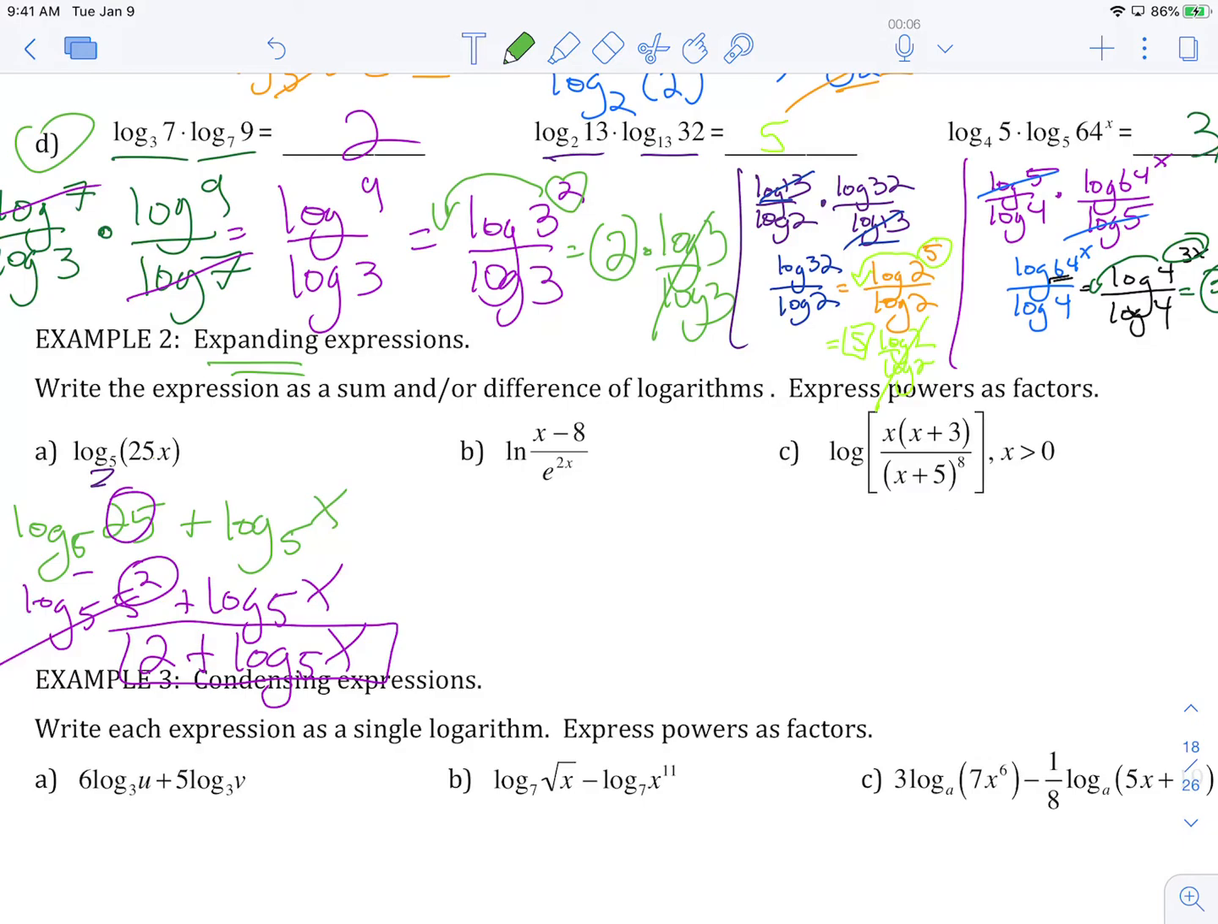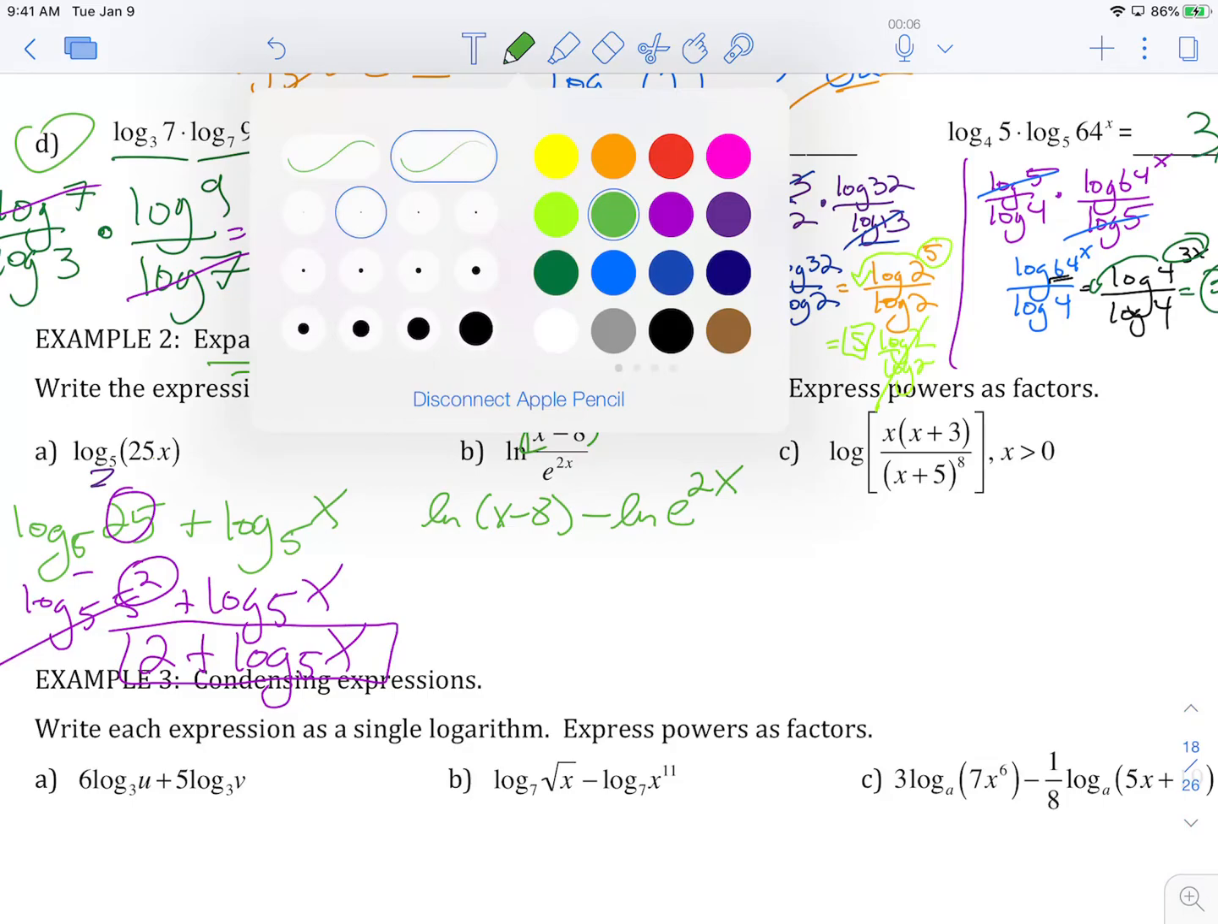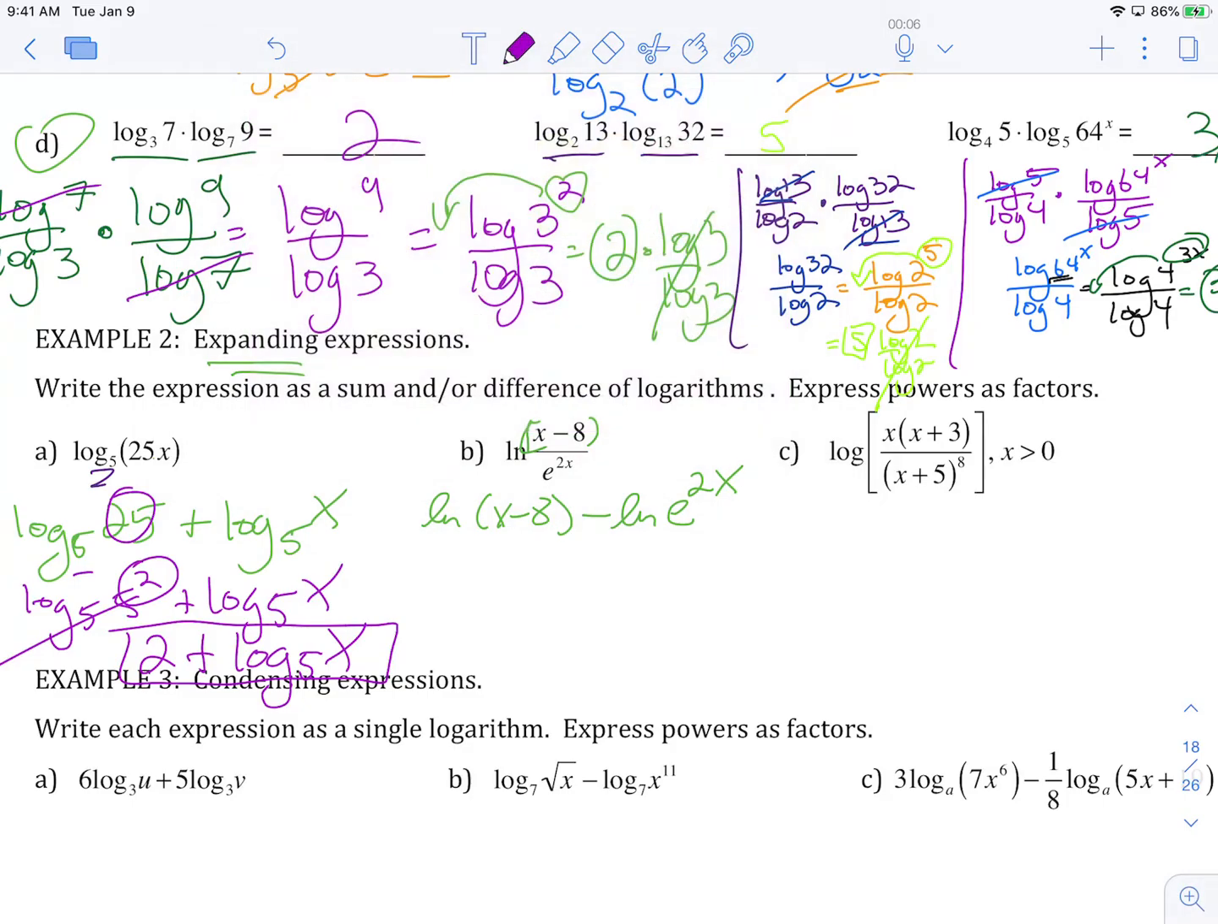So same thing here, put our visible parentheses. So this is natural log of x minus 8 minus natural log of e to the 2x. And this one is kind of like a softball here. It's pretty common. You see natural log and e, they cancel out. So finally we get natural log of x minus 8 minus 2x.